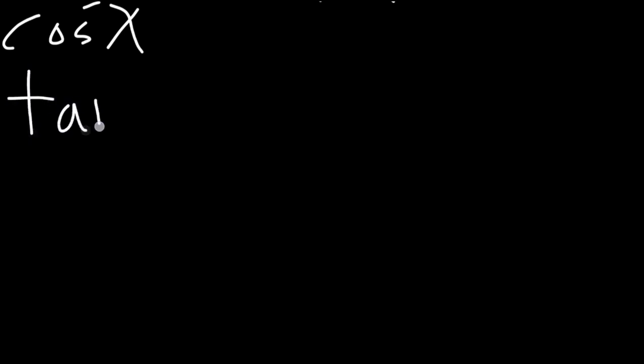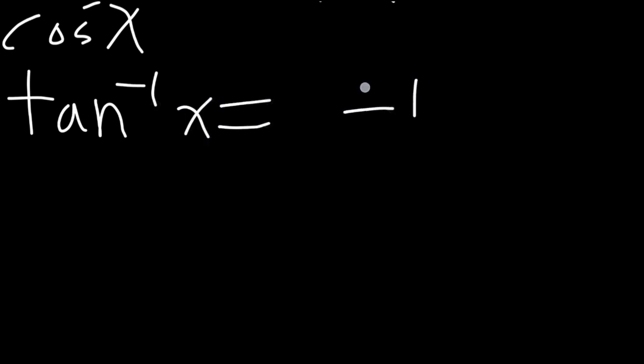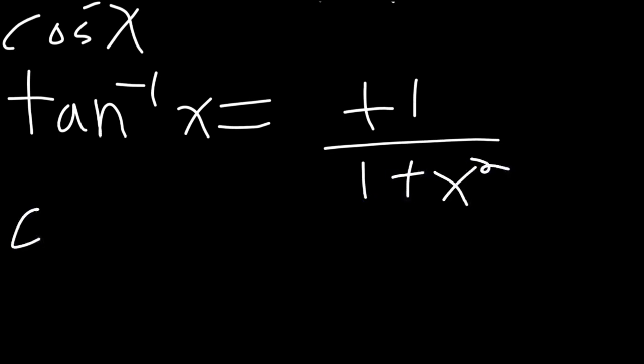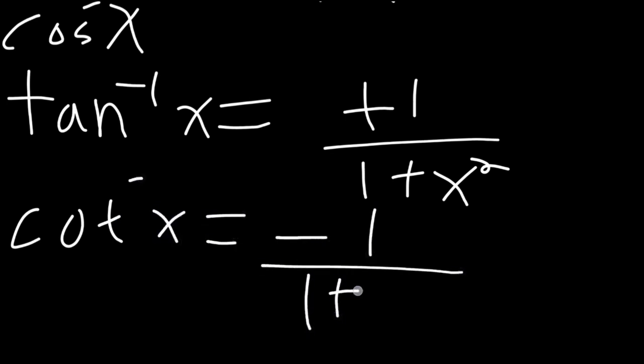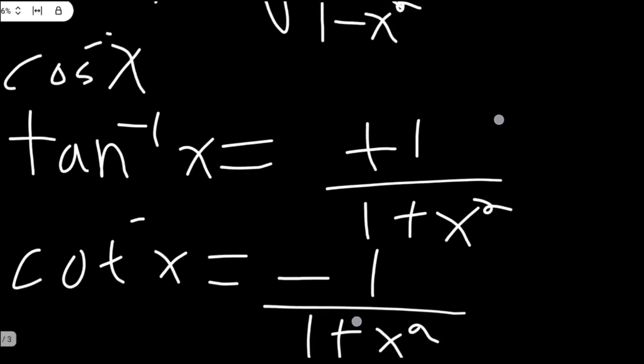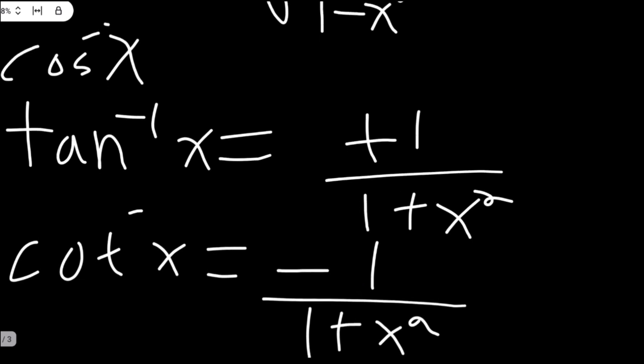like tan and cotangent. So tan inverse of x is going to be positive 1 over 1 plus x squared, and then its opposite, cotangent inverse of x, is the negative 1 over 1 plus x squared. So that's an easy way to memorize these. The two pairs, sine and cosine, tangent and cotangent, are negatives of each other.